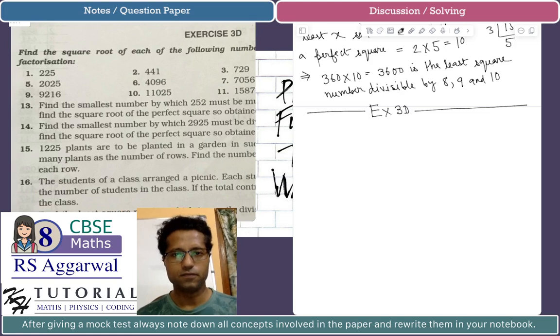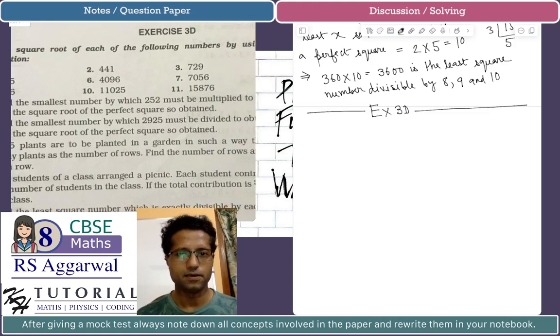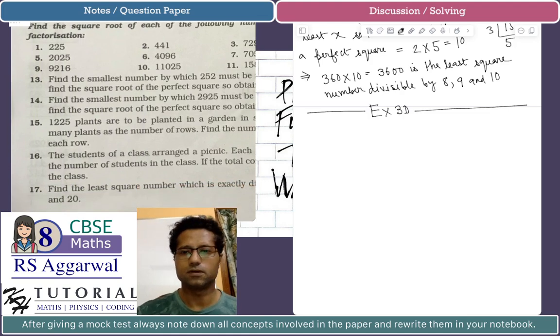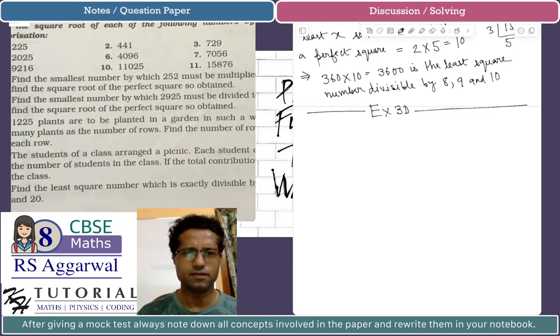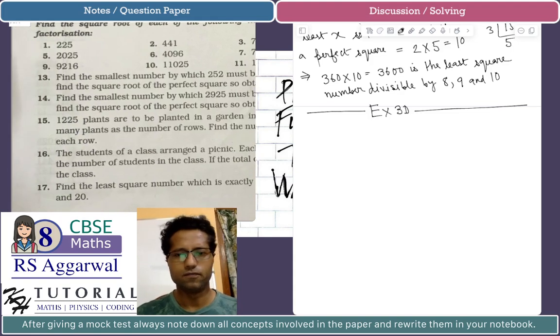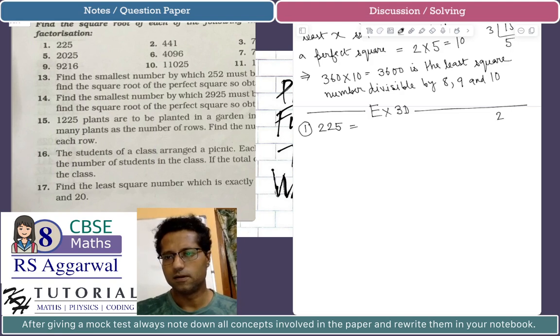Find the square root of each of the following numbers by using the method of prime factorization. Okay, there are 12 numbers. I will not be doing all of them, I will do a few of them. So 225. Basically we have to first do the prime factorization. So let's find the prime factors of the number 225.